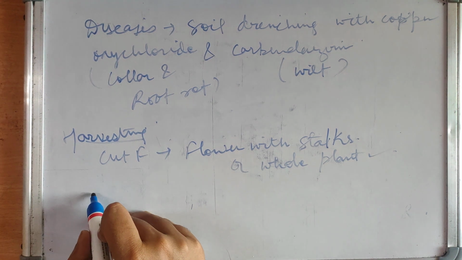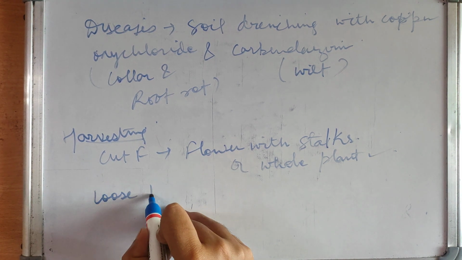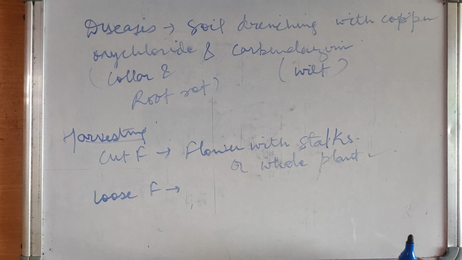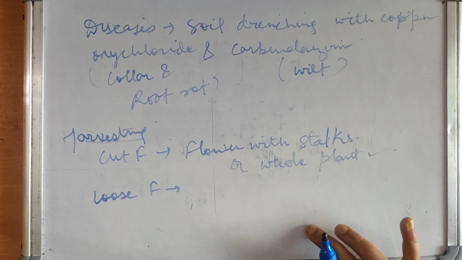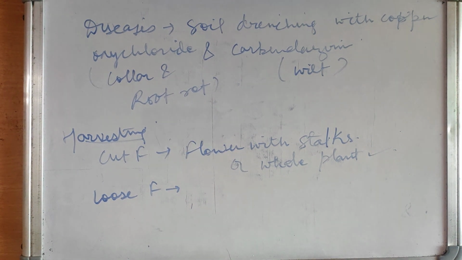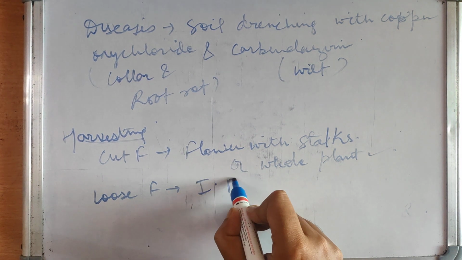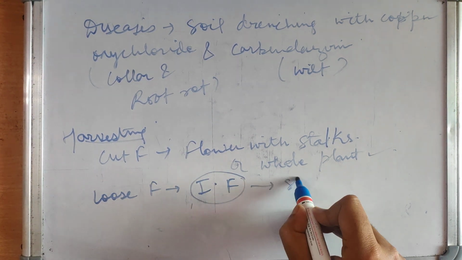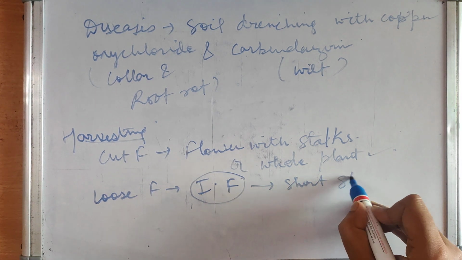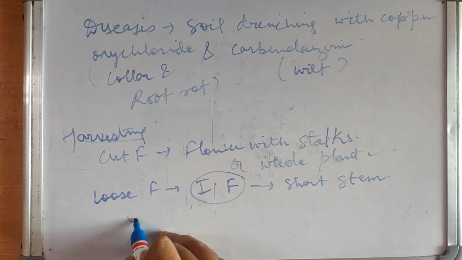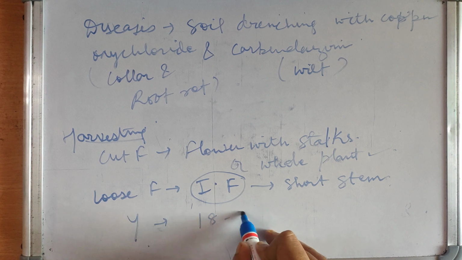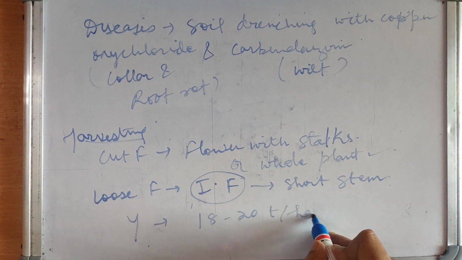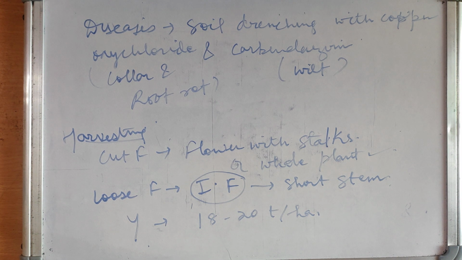For loose flowers, individual flowers are harvested with short stem attached. Short stem should be attached with it. Its yield is around 18 to 20 ton per hectare. So this was about aster.